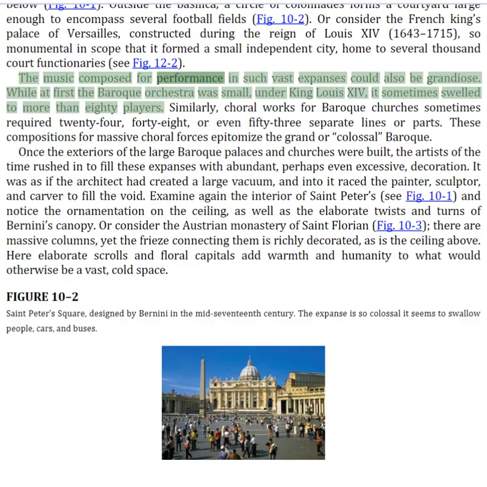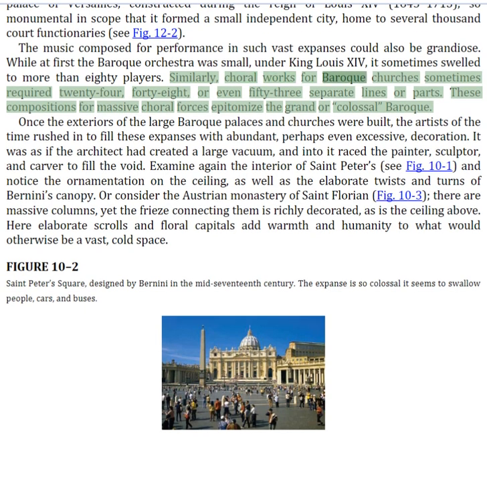The music composed for performance in such vast expanses could also be grandiose. While at first the Baroque orchestra was small, under King Louis XIV, it sometimes swelled to more than 80 players. Similarly, choral works for Baroque churches sometimes required 24, 48, or even 53 separate lines or parts. These compositions for massive choral forces epitomize the grand or colossal Baroque.